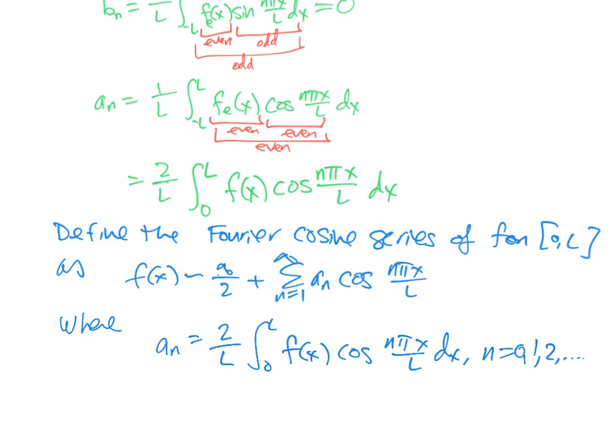So the only difference between these coefficients and the regular Fourier series coefficients are the limits of integration. It goes from 0 to L instead of negative L to L. And we have a 2 over here, which you can sort of think of as making up for the fact that you are cutting the region that you're integrating over in half.